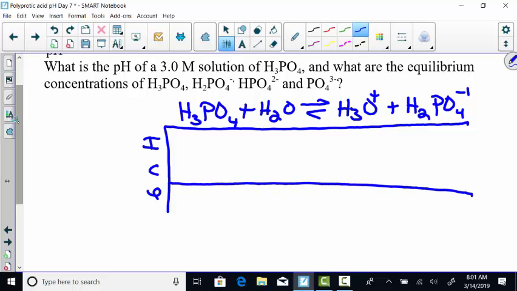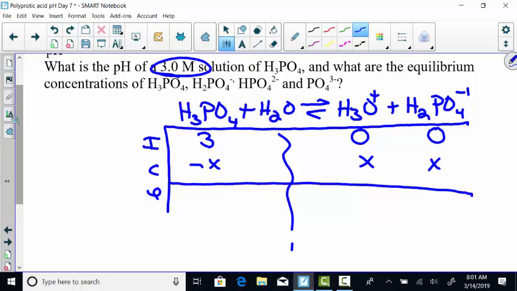And here's what's going to happen. I am starting with a 3 molar solution. Water doesn't matter. I don't have any of this yet, and I do not have any of that yet. So then this is going to change by x, x, and x, and hopefully you are now getting pretty good at these. So this is 3 minus x, this is x, and x.